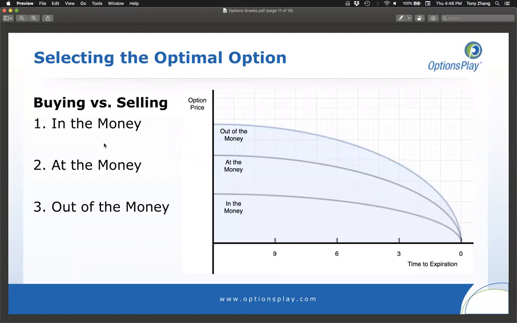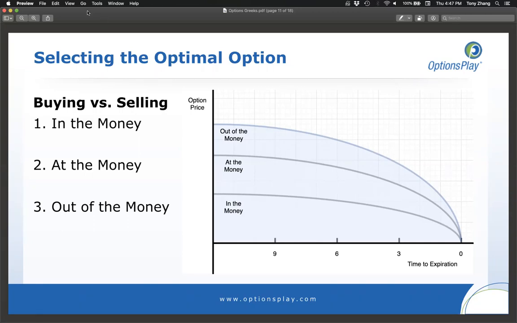So what that means is that there's less value to decay. But when you trade an out of the money option, it's all extrinsic value, so it's all going to decay away. So what you see here is that in the money options will decay at a lower rate, versus out of the money will decay at a higher rate.